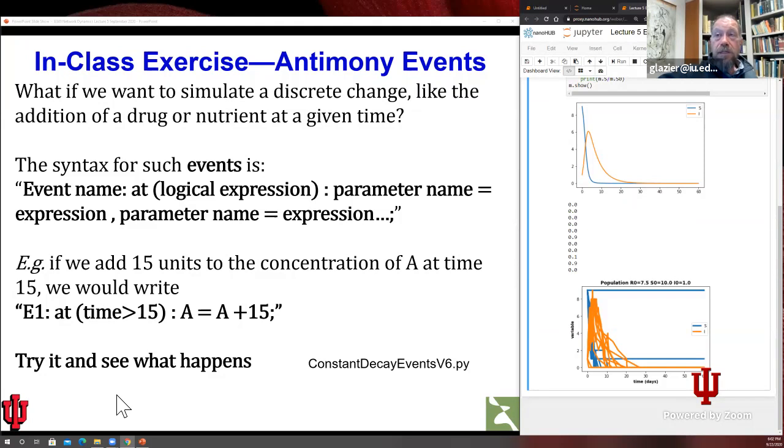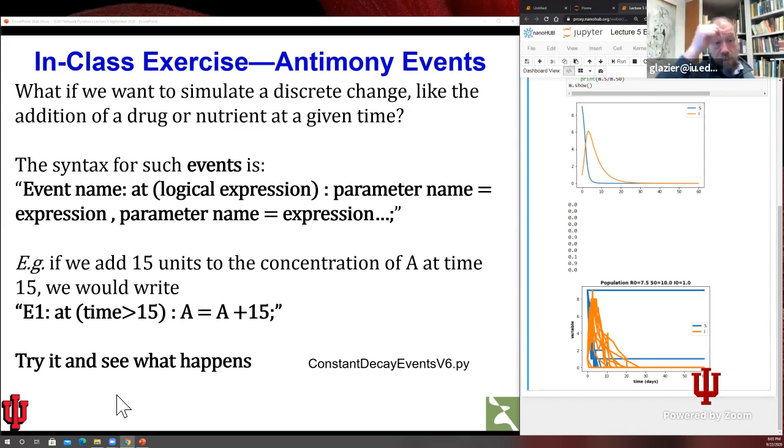And so within our Antimony syntax, there's a concept of an event, which is an if statement. It can be named, so you can give it a name, event 1, colon. And instead of using the word if, because that sounds too programmy, they use the word at. The main concept was that it's a time event, but it doesn't have to be a time event. So the syntax is at, open parenthesis, logical condition, colon, what happens. For example, suppose that I have A represent the concentration of a drug, and at time 15, I give 15 units of the drug. I would write at time greater than 15, A equals A plus 15. There's no plus equals in Antimony the way there is in Python. So you have to write A equals A plus.